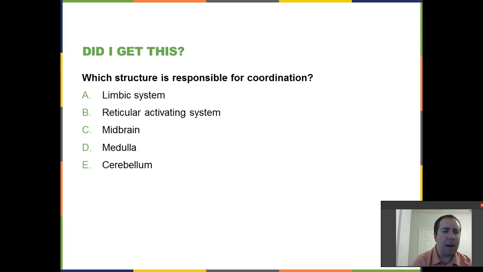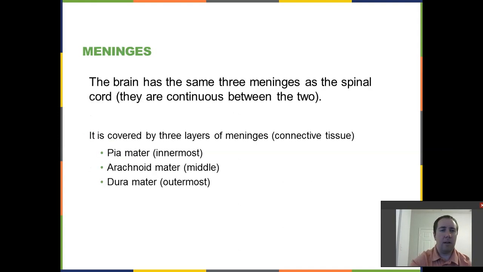We didn't really talk about the midbrain too much. The midbrain is essentially just the connecting link between the brainstem and the thalamus. And the medulla is part of the autonomic nervous system.